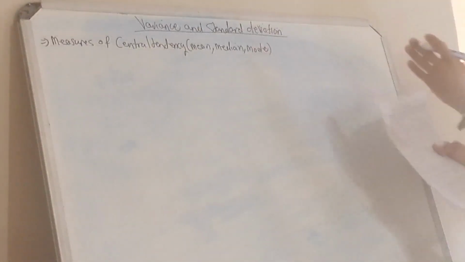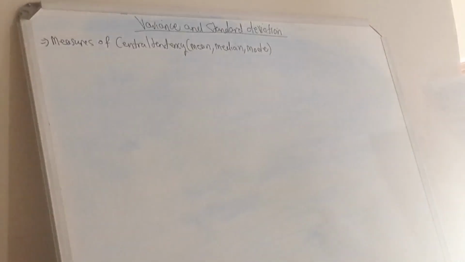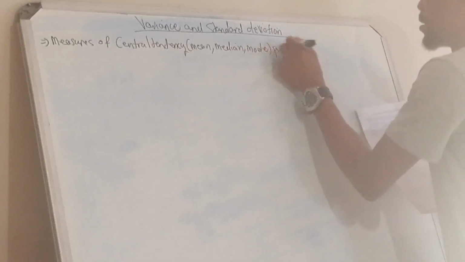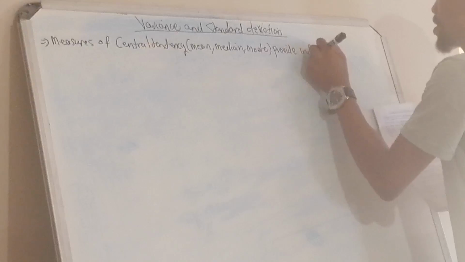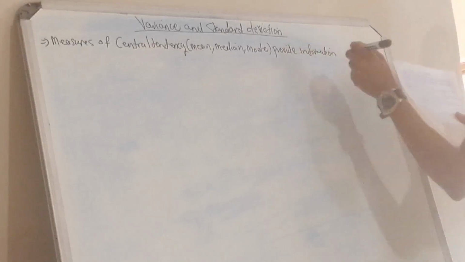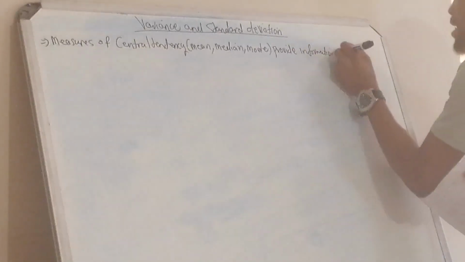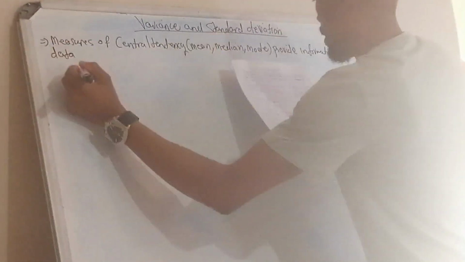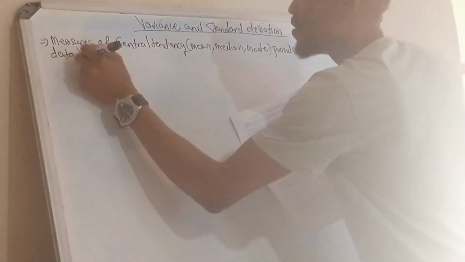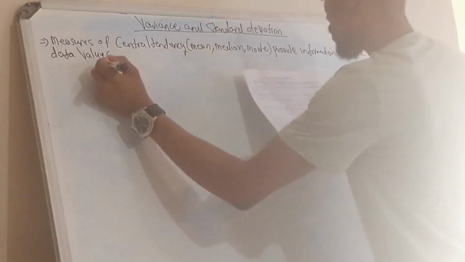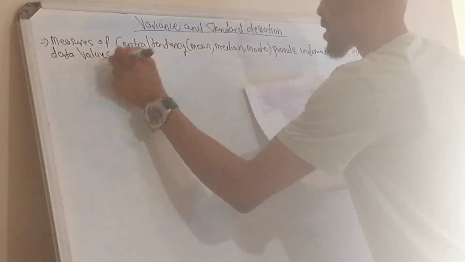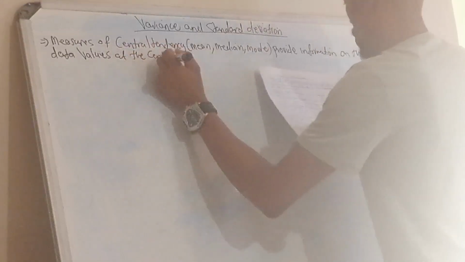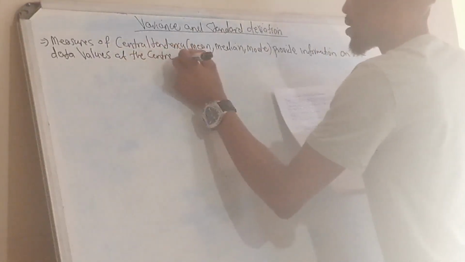Right. And then this measure of central tendency provides the information on the data values at the center of your data set.